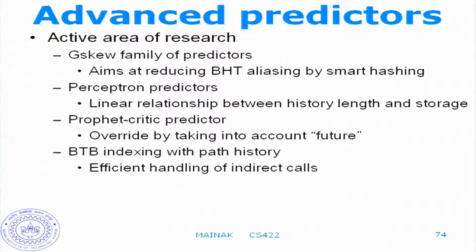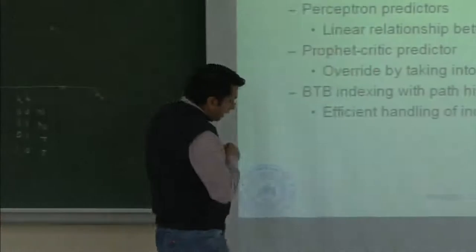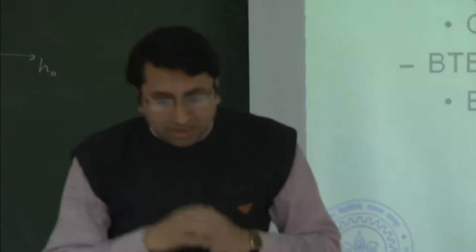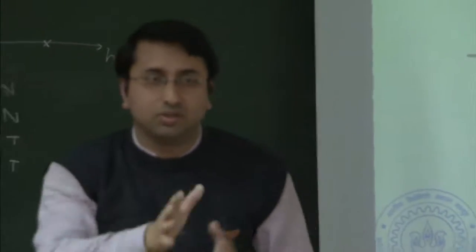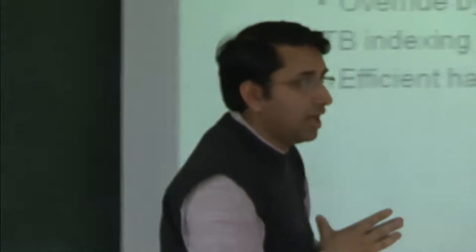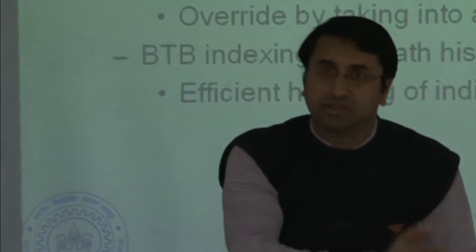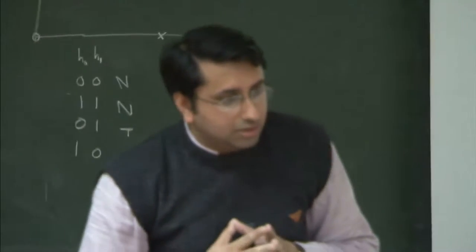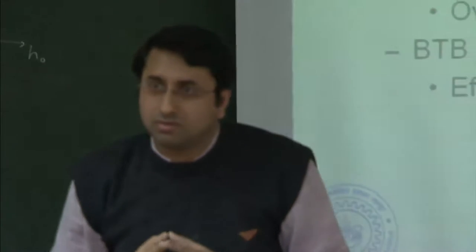There is a predictor called a prophet critic predictor. This is a very general kind of prediction technique, which are often called overriding predictors. Let me give you an analogy. Suppose you are in a city and you're navigating through the city in your car. You're driving the car, your friend is sitting beside you, and you're trying to get to a destination where you have been before.